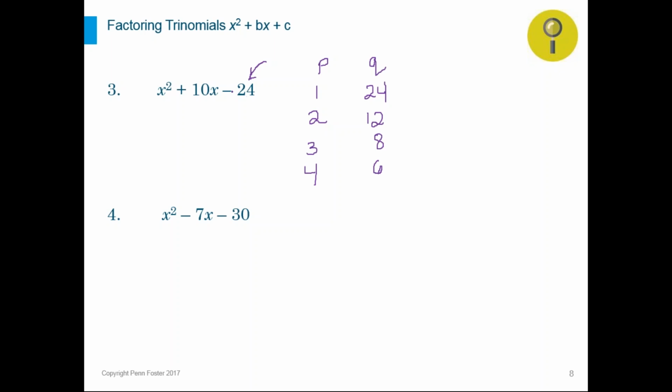Look at the 24. I'm looking actually for the factors of negative 24. So one of those factors has to have a negative sign, because negative times a positive will give you a negative product. But which one? Is the 1 or the 24 going to be the negative? We need to think about the B. When you add those two factors, whichever you're going to decide on, the sum has to have a positive sign.